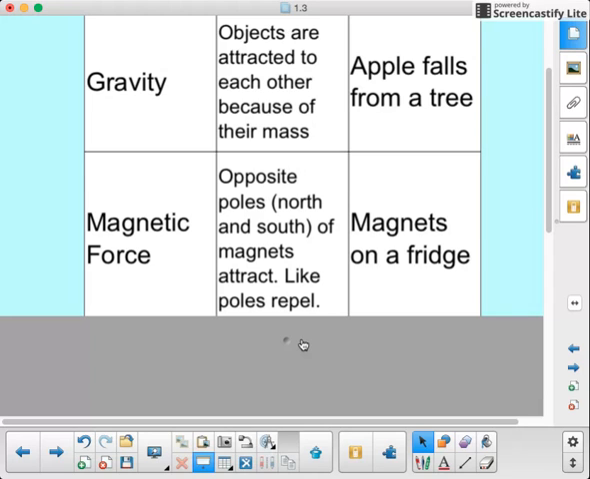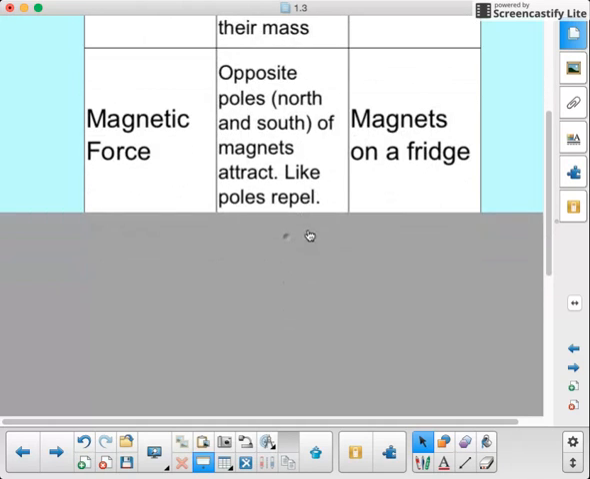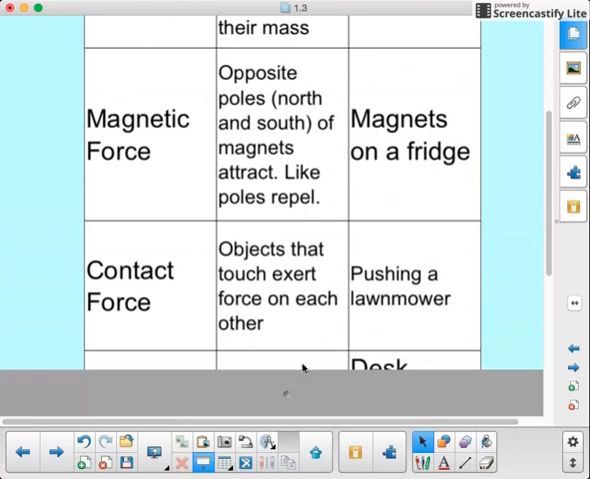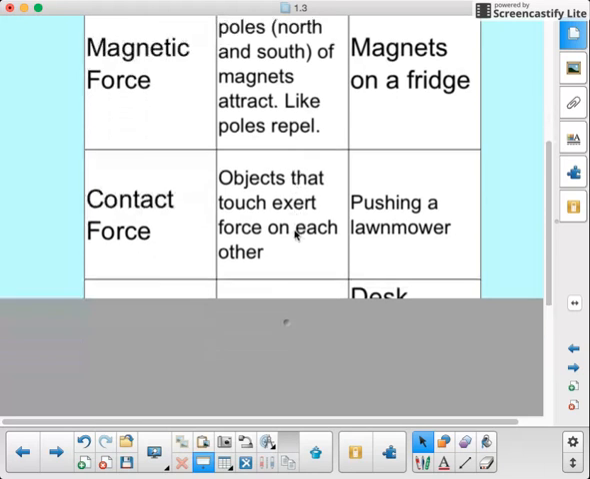Opposites attract. And you would have noticed this when playing with those magnetic Thomas trains as a kid. You couldn't get the like poles to stick together, but if you turned one of the trains around, then they would stick together and you could drive the trains around the track. Contact forces are forces where objects touch each other, such as pushing a lawnmower. If you don't hold on to the lawnmower and push it in the direction you want it to go, it won't actually head that way.